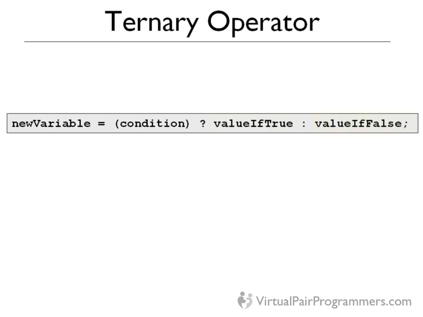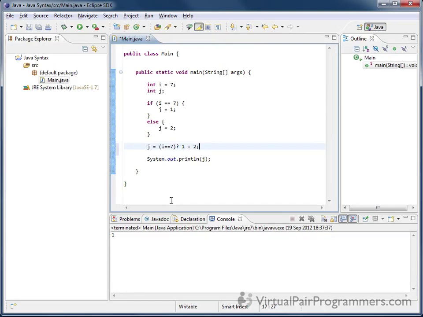I like to think of this almost by reading it as an English sentence. Ask a question, question mark, yes or no. So again, going back to our code, we're saying, is i equal to 7? If it is, give us the value 1. If it isn't, give us the value 2.